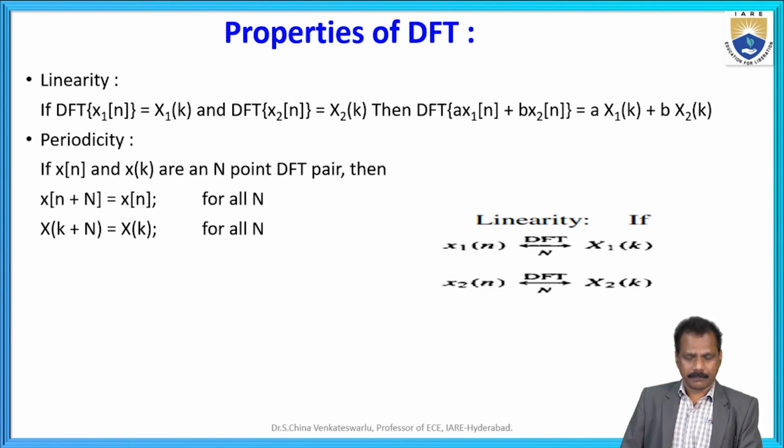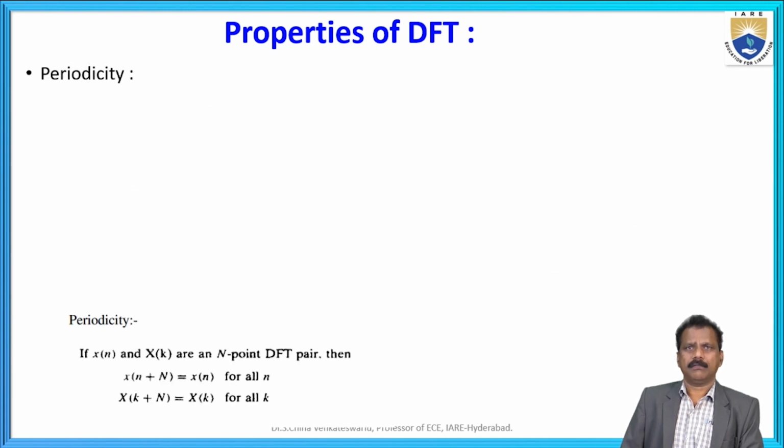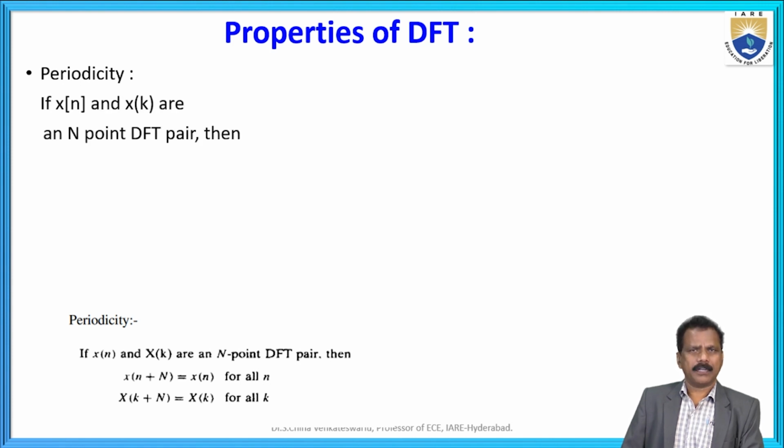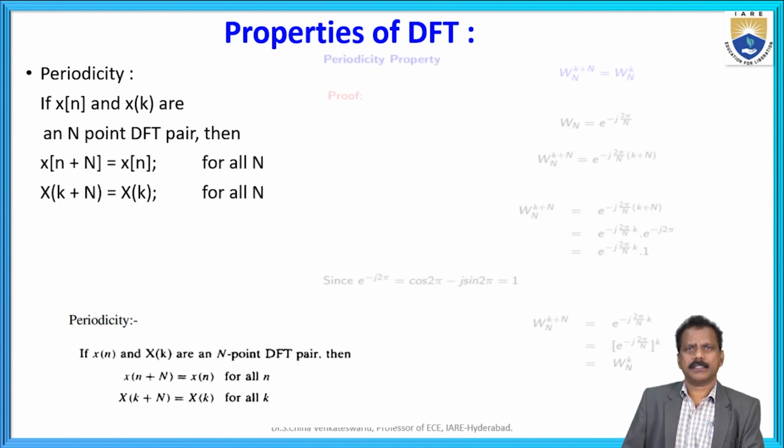Okay, like this, to verify what we call periodicity. Now let us look in depth at this periodicity. If x of n and x of k are an N-point discrete Fourier transform pair, then we are to verify these two conditions.